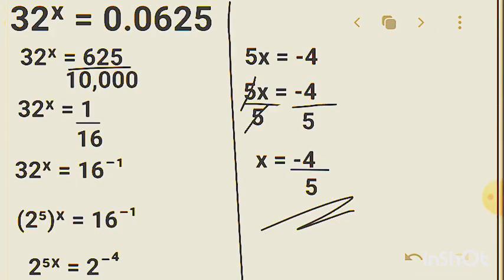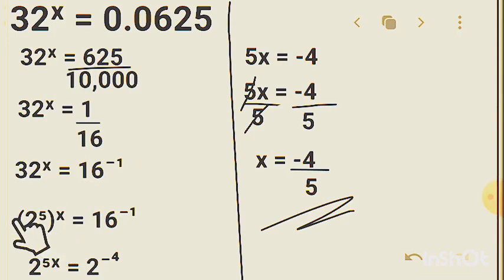Another example we are going to be seeing is 32 raised to the power x is equals to 0.0625. Now this is in decimal form. We need to change it to a form where we can equate the bases, and we start by changing it to a fraction and reducing it to its lowest form. The lowest form of 625 over 10,000 is 1 over 16, and 1 over 16 is the same thing as 16 raised to the power minus 1. Now the least common factor of 32 and 16 is 2.